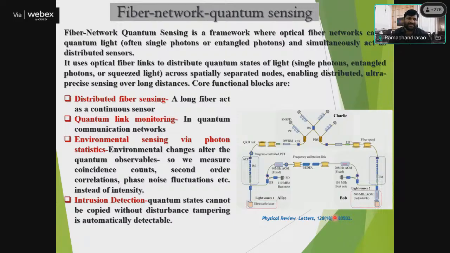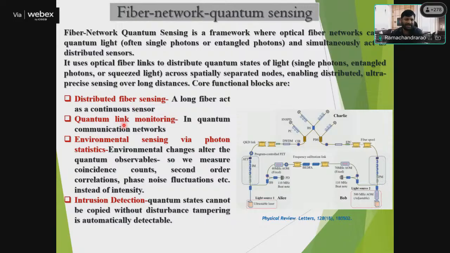While sending single photons through the fiber, the fiber itself can act as a sensor. But it is not a single point sensor. It is like a distributed sensor, because the light will propagate through its way. It is like continuously sensing at every location. This is very, very important.